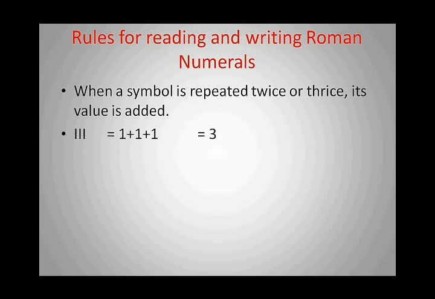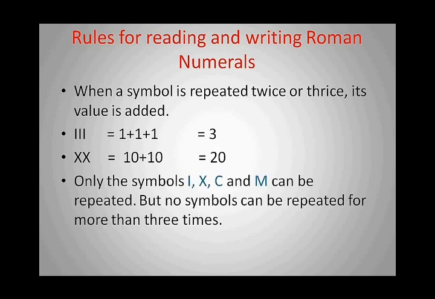Rule 1. When a symbol is repeated twice or thrice, its value is added. Example, III is equal to 1 plus 1 plus 1 is equal to 3. XX is equal to 10 plus 10 is equal to 20. Only the symbols I, X, C and M can be repeated. But no symbol can be repeated for more than 3 times. The symbols V, L and D cannot be repeated.